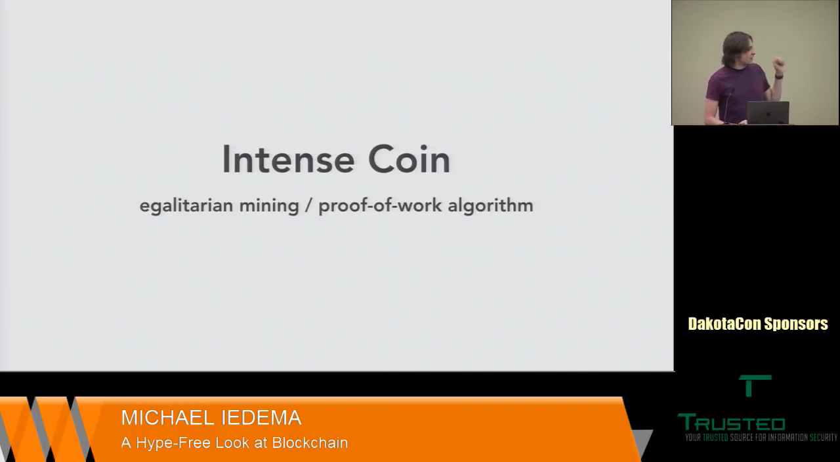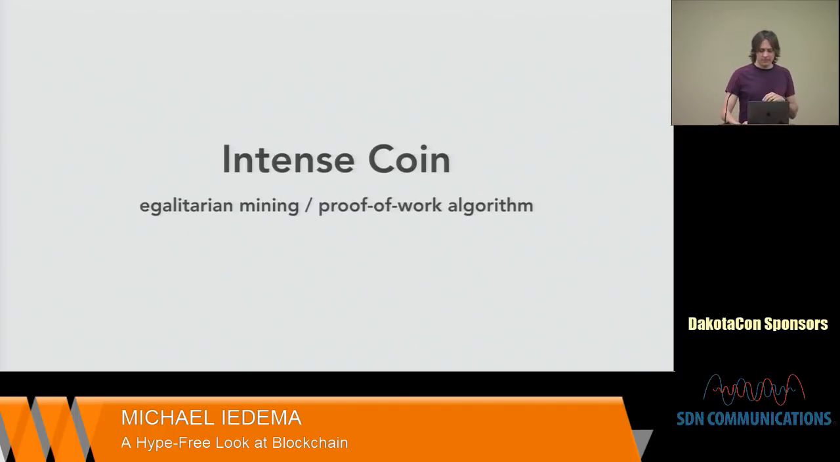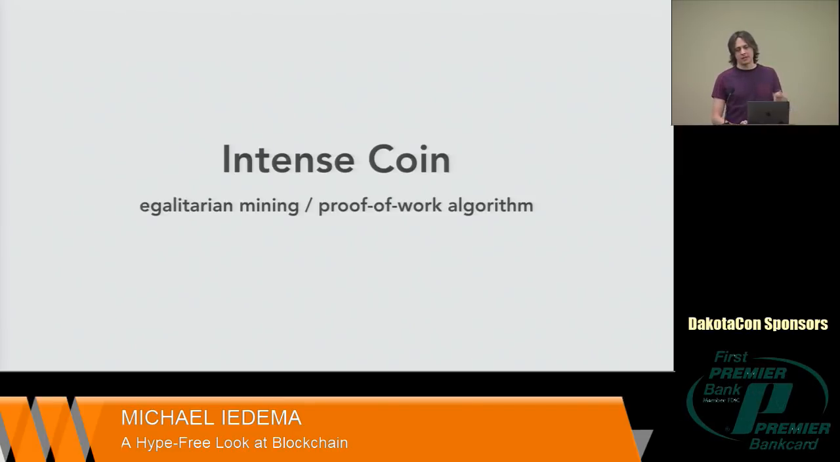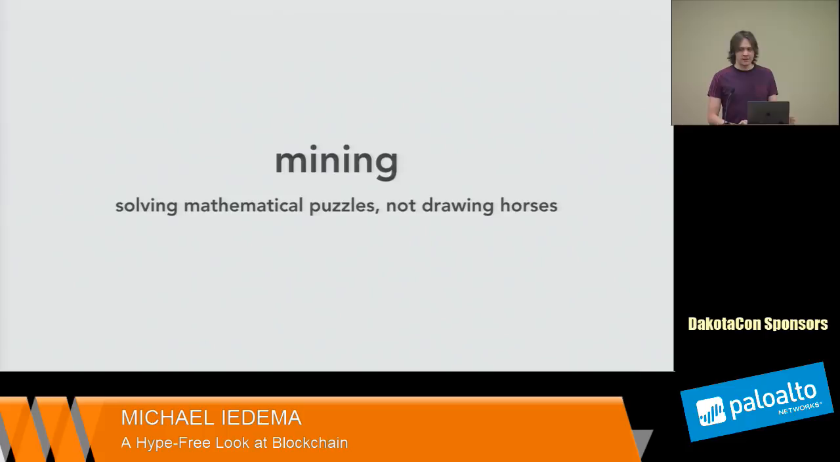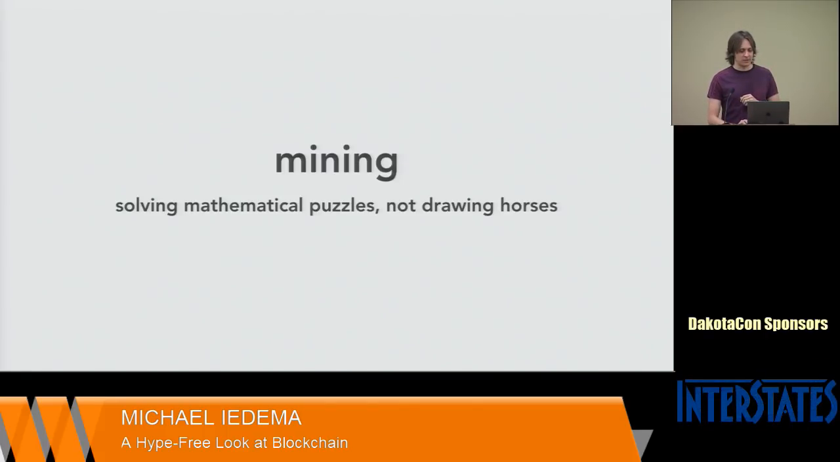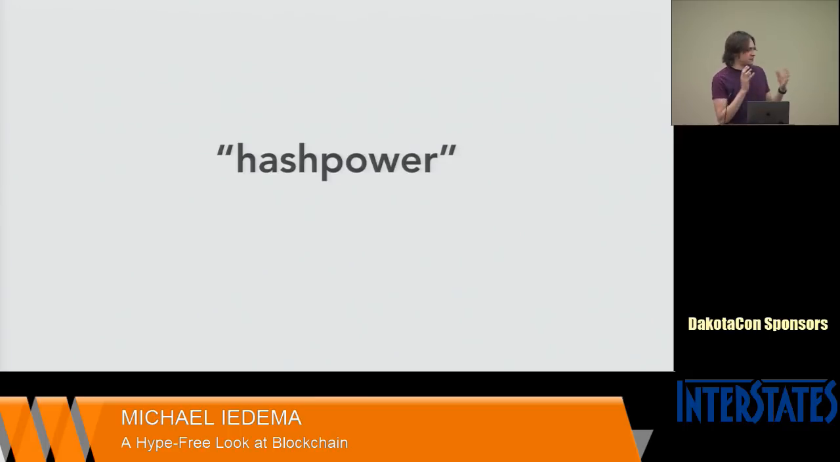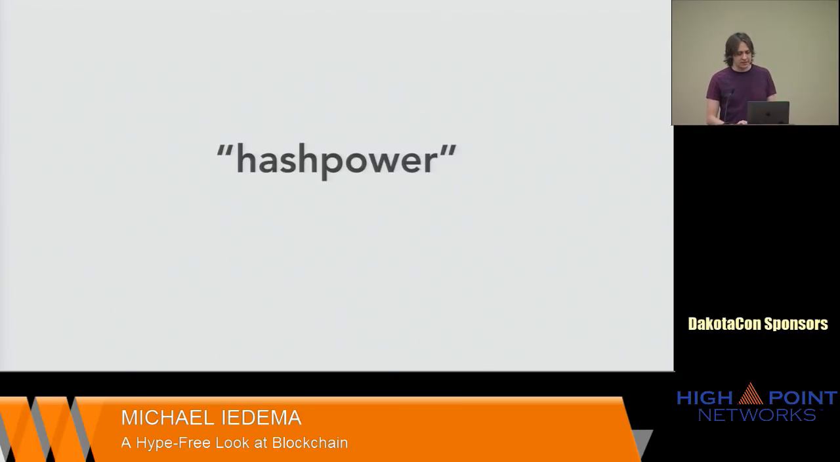I'm going to go back to drawing horses now, because this is kind of an important point. This proof of work algorithm, there's a bunch of them, and the one that's chosen for Monero and IntenseCoin, a fork of Monero, is Cryptonight, whatever. It's egalitarian mining, meaning when you're mining and solving mathematical puzzles, you're not drawing horses, you're solving math problems. Usually it's measured in hash power, how many hashes of a specific problem can you perform in a second.